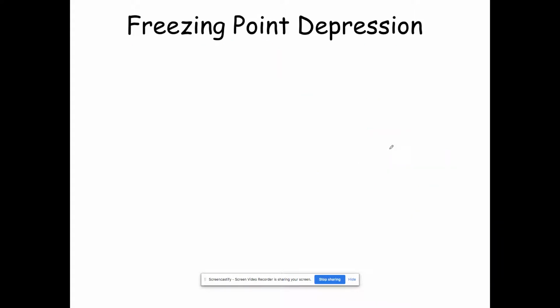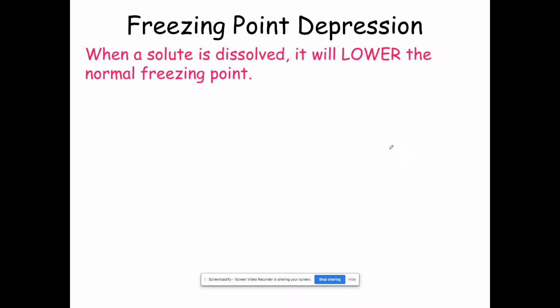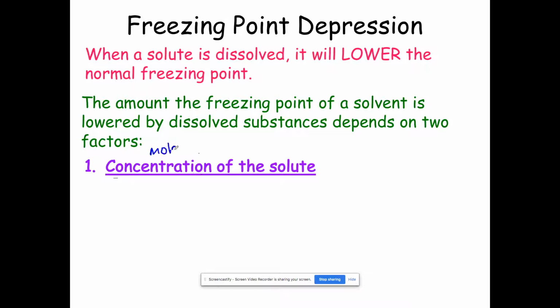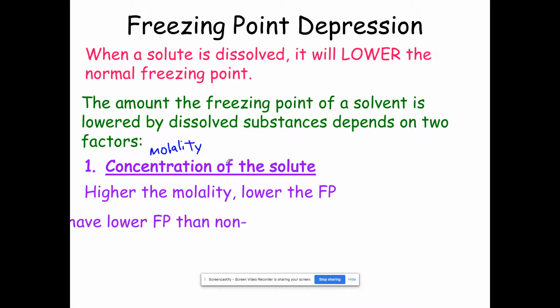Okay, so what is freezing point depression? We're going to take that normal freezing point of a substance and make it lower because we have a dissolved solute. So when a solute is dissolved, it will lower the normal freezing point. The freezing point of that solvent is lowered by 2 factors. 1, concentration. This is that molality. Remember, we did molarity together, but molality on your own. It's just another way of measuring the concentration or strength of a solution. So we have moles of solute over kilograms of solvent. So the higher the molality, the lower the freezing point. So the stronger it is.